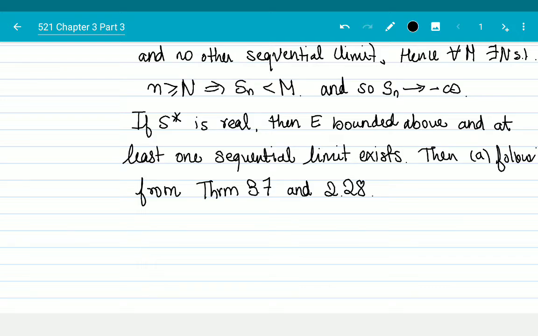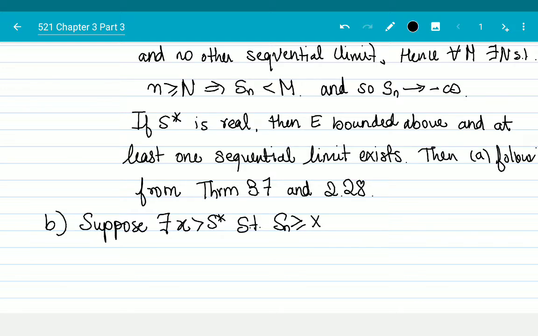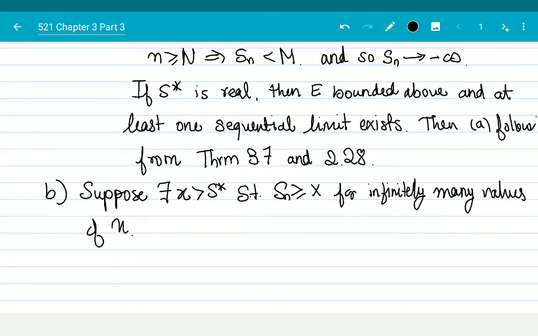Now, part B is even shorter. Suppose there exists a number x greater than S star such that Sn is greater than or equal to x for infinitely many values of n.